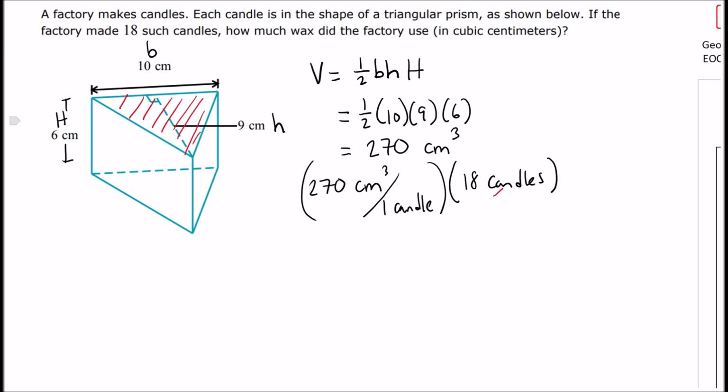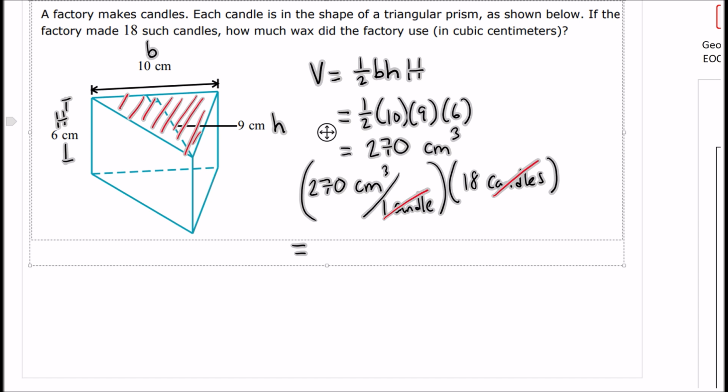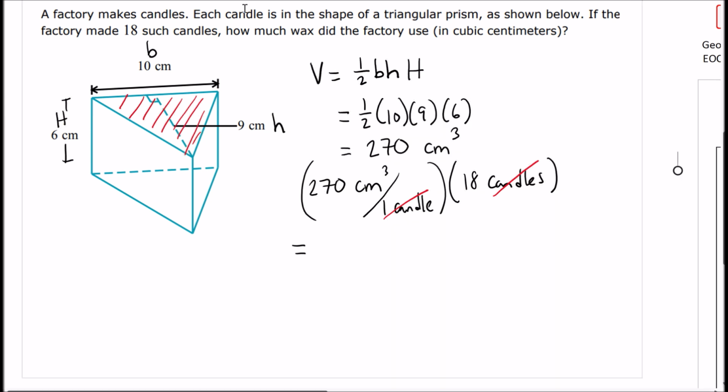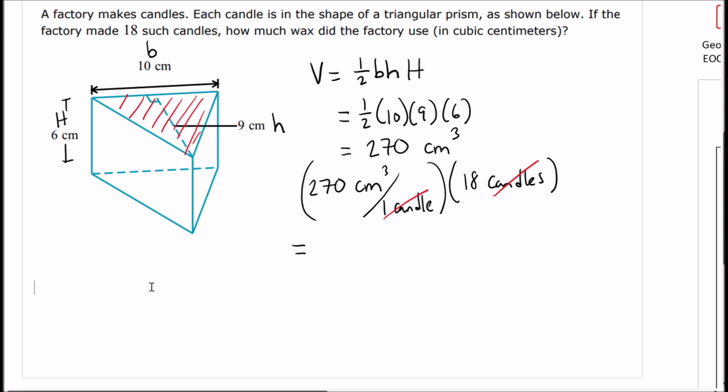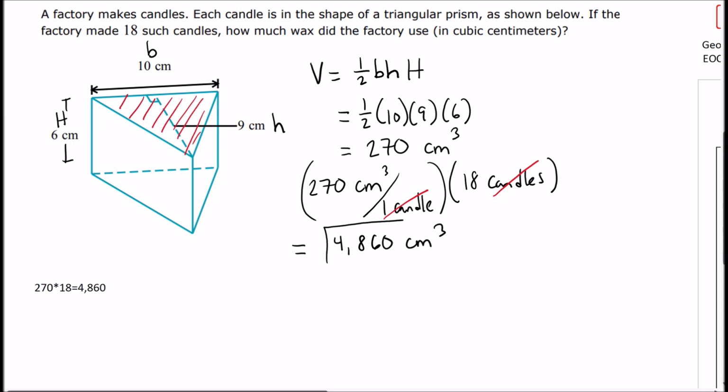And so then notice that these cancel, and so that gives you how much wax it used in centimeters cubed, right? And so we multiply those to get our answer. Let's see what that is. Let's do that over here. So we got 4,860 centimeters cubed of wax. Okay, so this is how much wax the factory used for 18 candles.